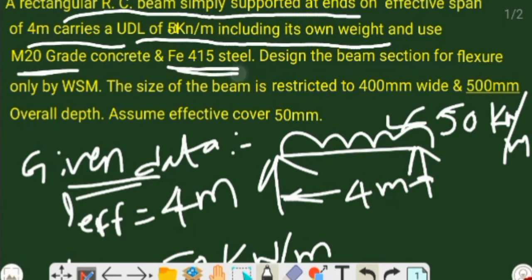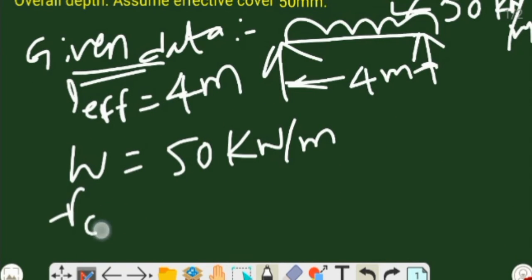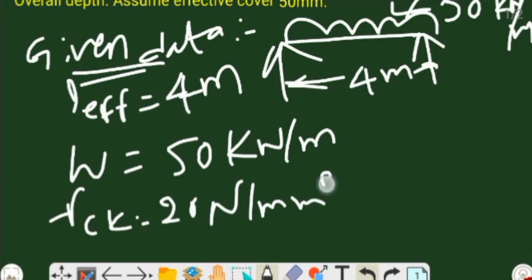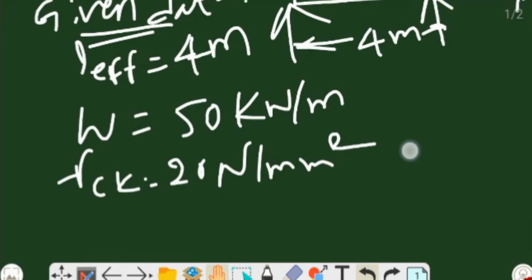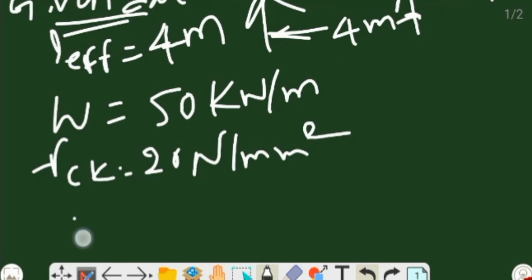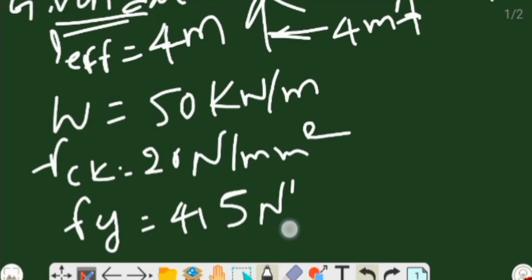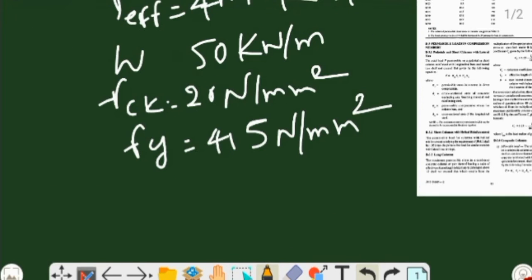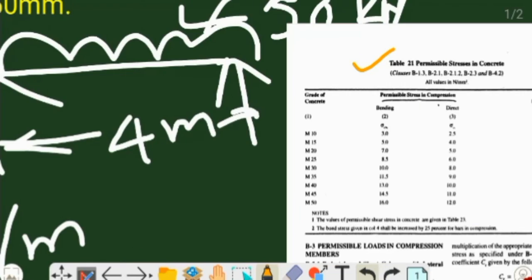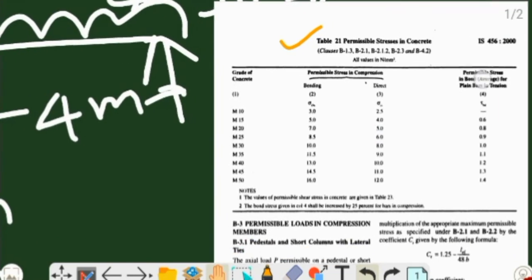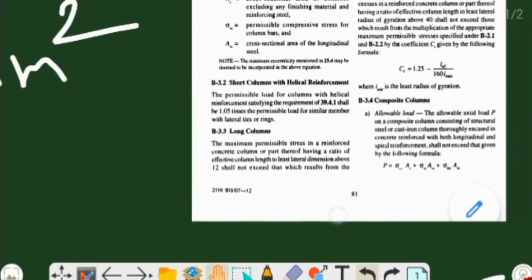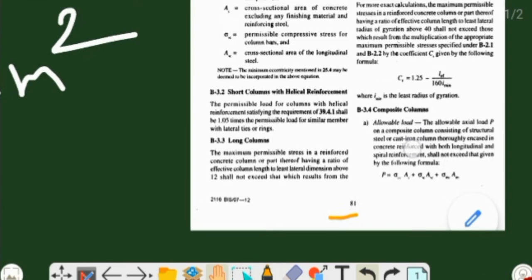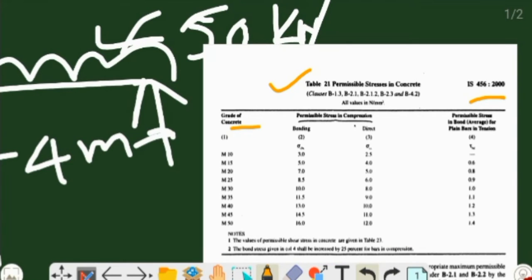Use M20 grade concrete and Fe415 steel. Then fck is equal to 20 Newton per mm square and fy is equal to 415 Newton per mm square. Then sigma cbc we get by using the grade of concrete, table number 21 of IS 456 2000, page number 81. Grade of concrete is 20 Newton per mm square, then sigma cbc value is equal to 7 Newton per mm square.